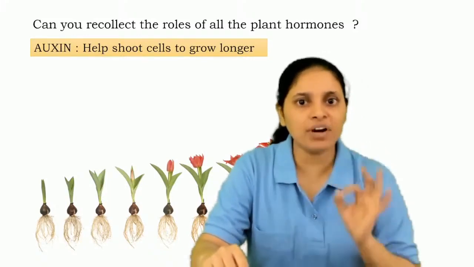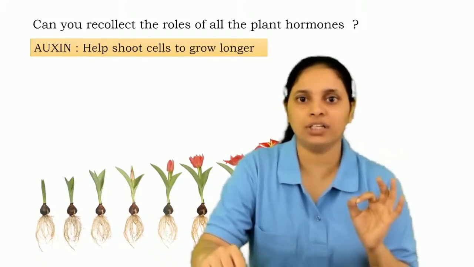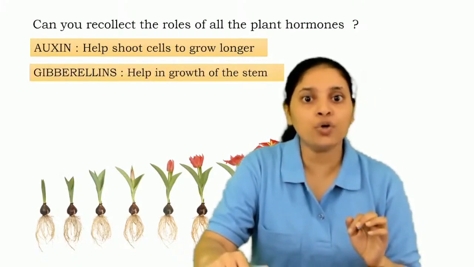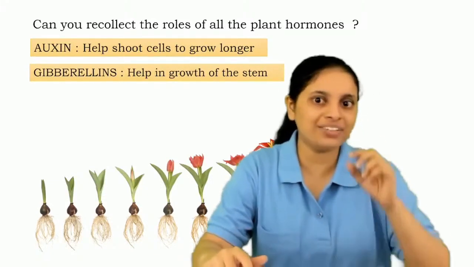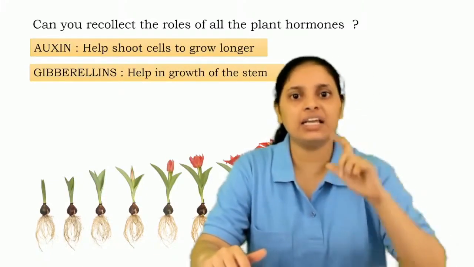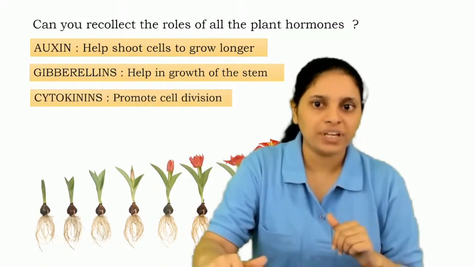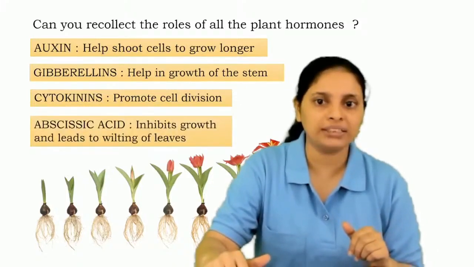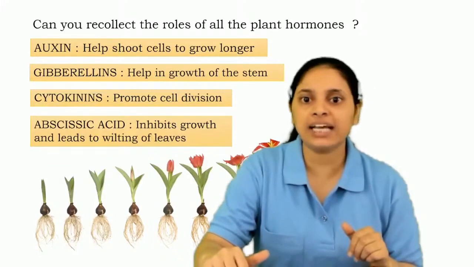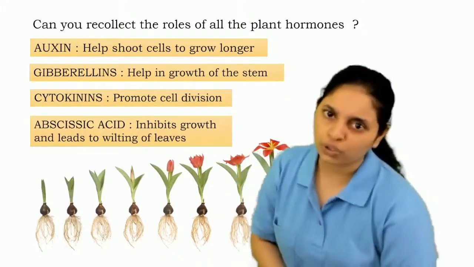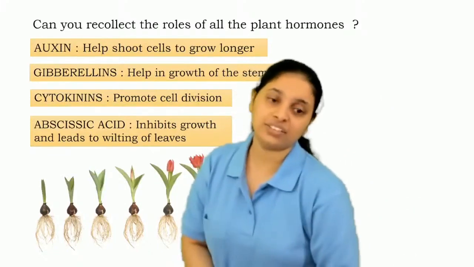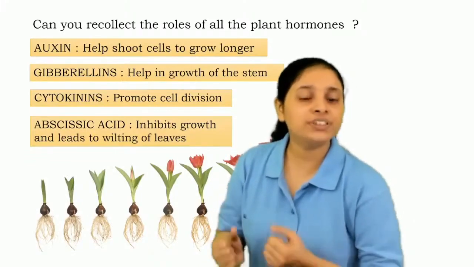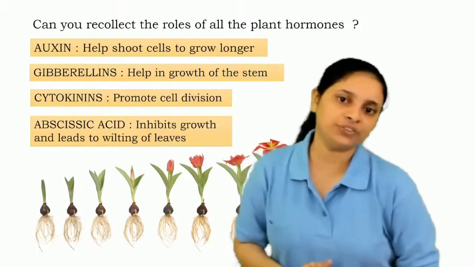Okay, so what is the main function? It helps in cell elongation in the shoot. Second, we have gibberellins. It helps in growth of the stem. Again, it will lead to increase in the length of internodes. Third, cytokinins. Cytokinin will promote cell division in plants. And fourth, we have abscisic acid, that is ABA, which inhibits the growth, leads to wilting of leaves, and is the stress hormone. It is the stress hormone because it basically helps the plant to survive in stressful conditions.